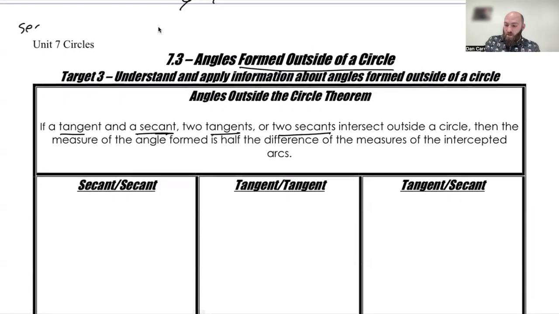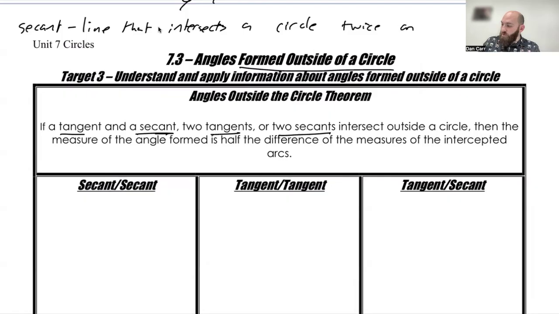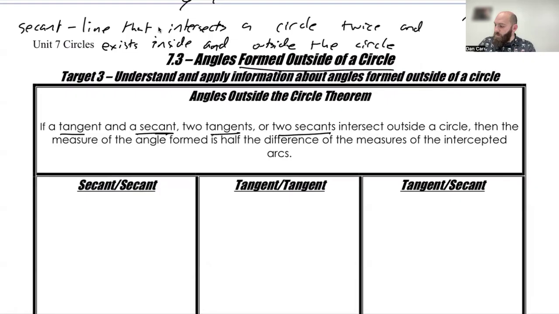So a secant is going to be a line that intersects a circle twice and exists inside and outside the circle. So this is just my basic secant like this. If I have a circle and I just draw a line that crosses twice, kind of like a chord, but I extend the chord further. So it has to be outside the circle as well.